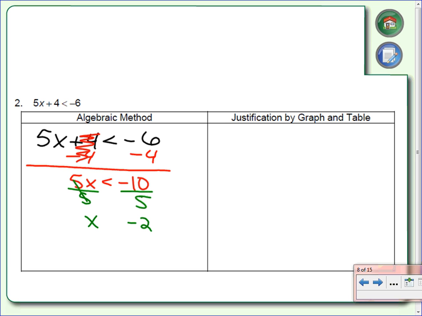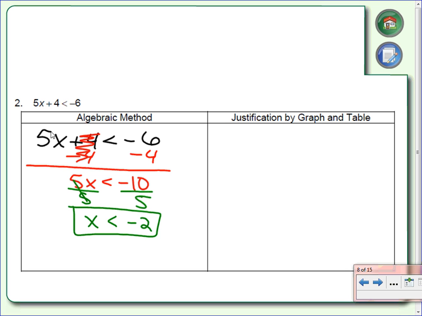Now here was the rule. The rule said if you divide by a negative number, you've got to switch the sign. What number did I divide by? 5. That's a positive 5. So do I need to flip the sign on this one? No. Don't flip the sign. It's only when you're dividing by a negative number. Only when you multiply or divide. It could be either one. Multiply or divide.